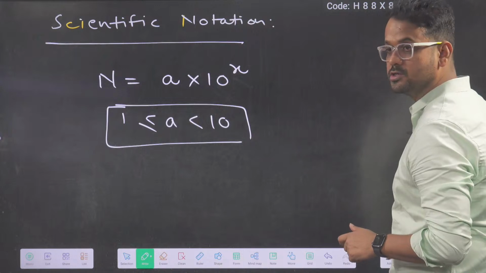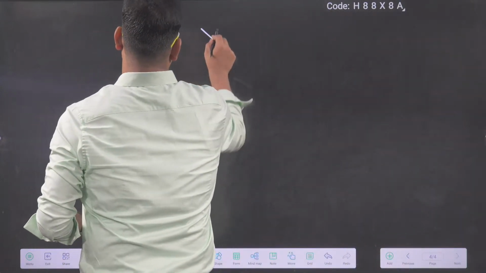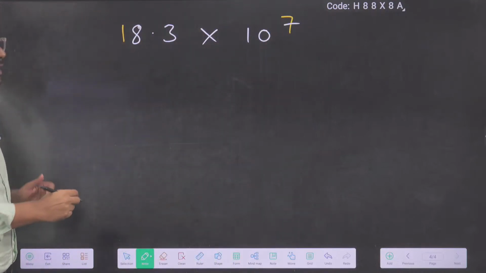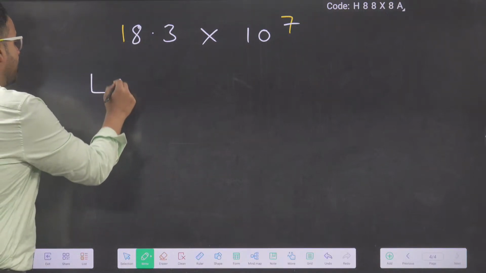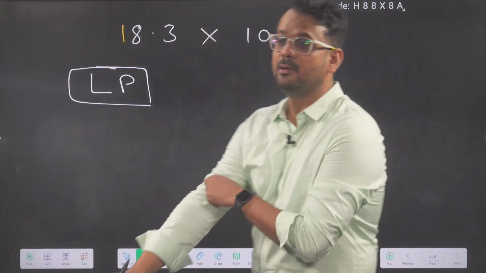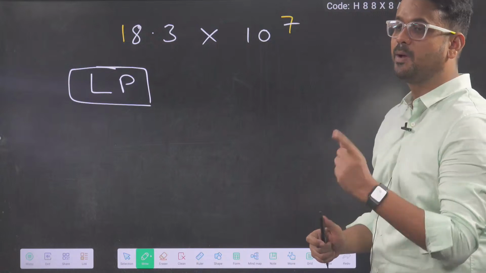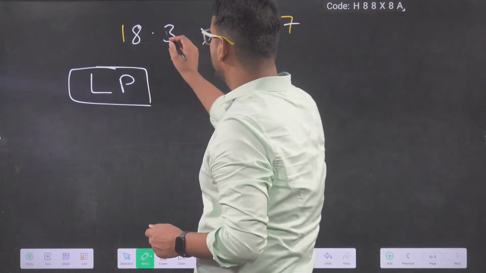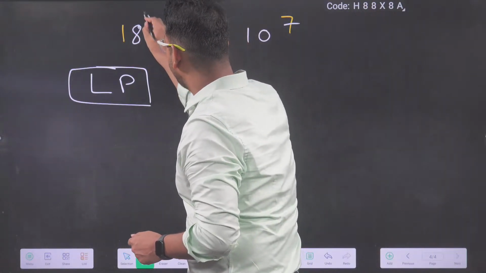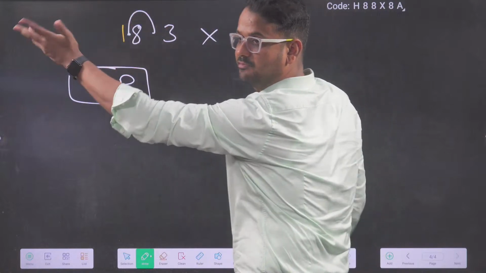Okay. So suppose beta some number is there, let's say 18.3 into 10 to the power 7. Now always remember, LP is a very famous clothing brand, Louis Philippe. Over here LP does not mean Louis Philippe, LP over here means left plus. So what should I do to make this number between 1 and 10? I should shift the decimal one place to the left. I hope everybody is comfortable with what is left and what is right.